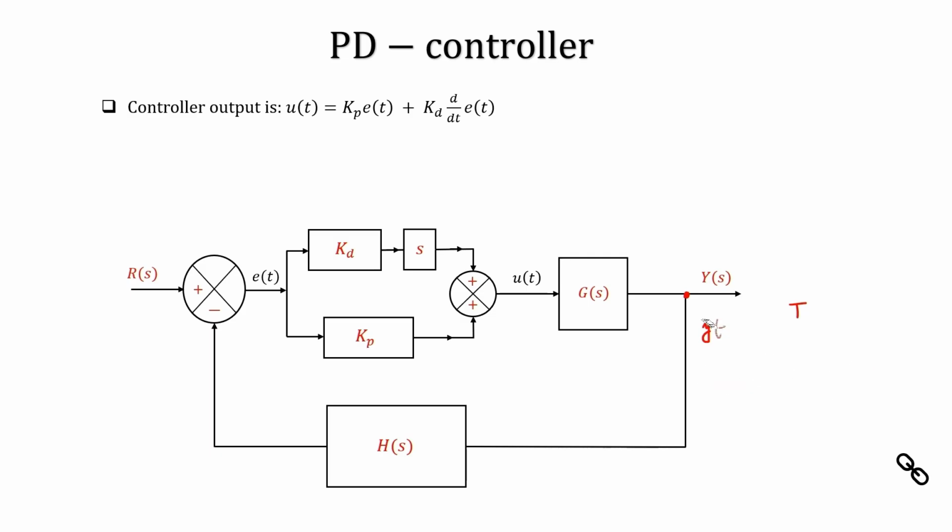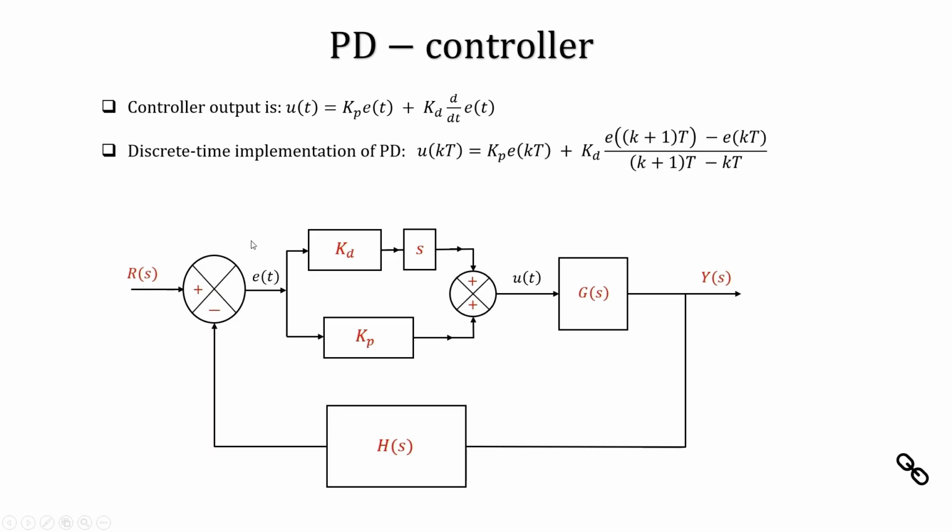Now let us look at the controller. What will the controller do? The controller will also implement it in a discrete way, because it will only get samples. It will get the first sample at T, the second sample at 2T, the third sample at 3T and so on. So the discrete time implementation of the controller would look something like this.